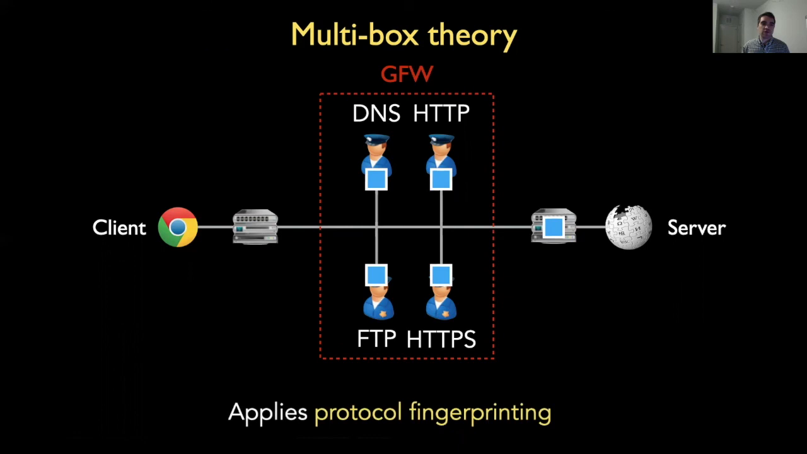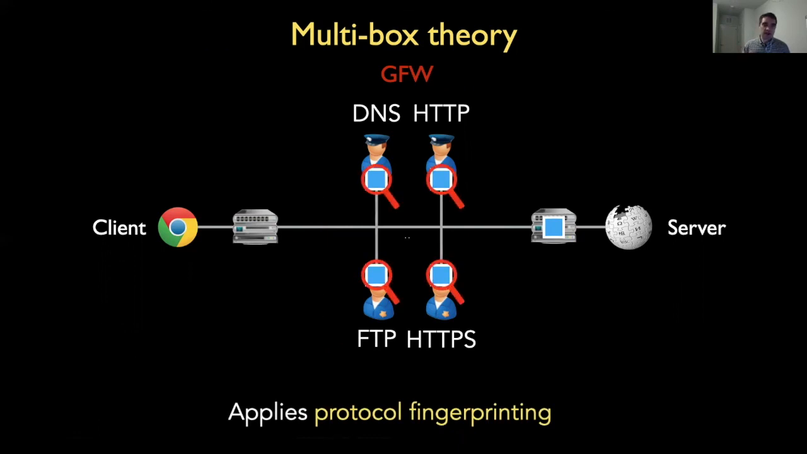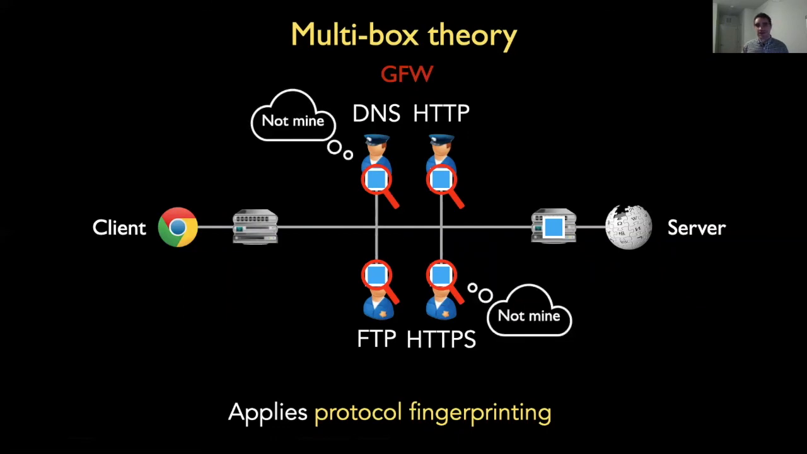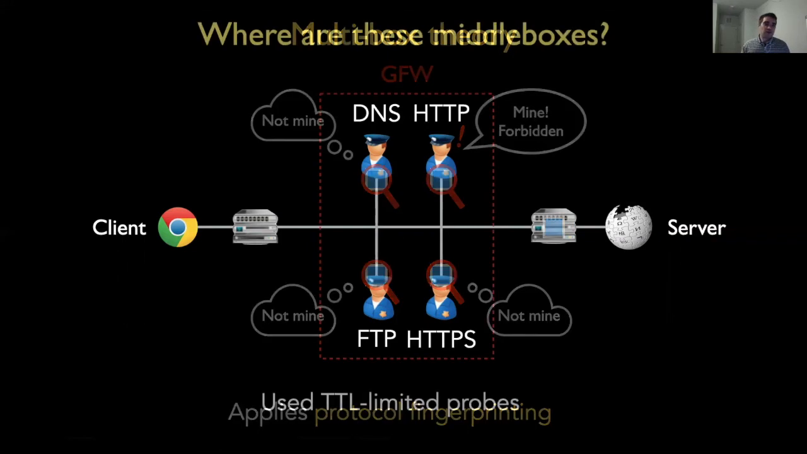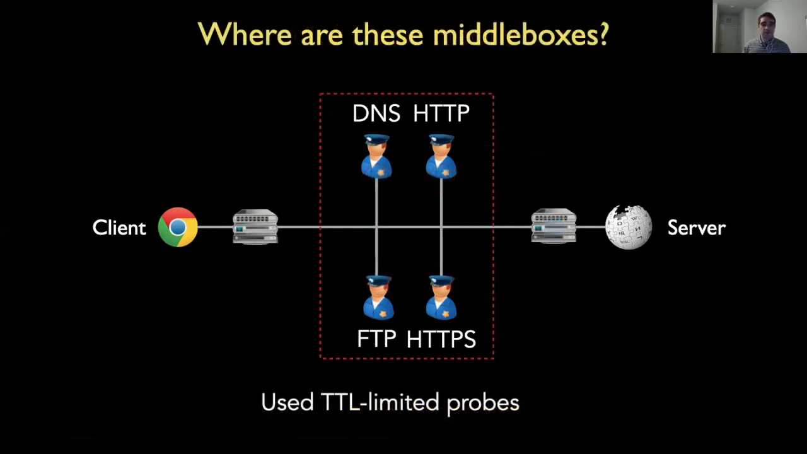And each of them will just be applying protocol fingerprinting. So each of these will examine the packet and say, is this mine, is this mine, is this mine? And then whichever one identifies it as something it can censor, it can operate. This also raises the question, where are these middleboxes located? So in the paper, we used TTL-limited probes to try and determine, are these things close to each other? Are they far away? And as far as we can tell, these are co-located at the network level. So they're separate but nearby.